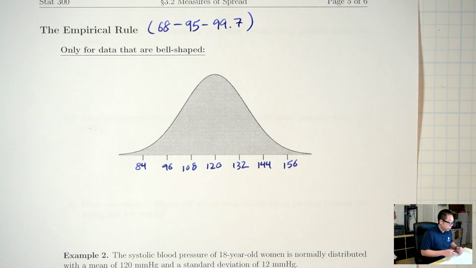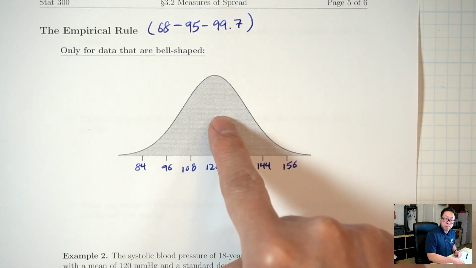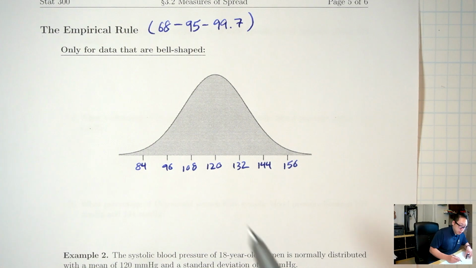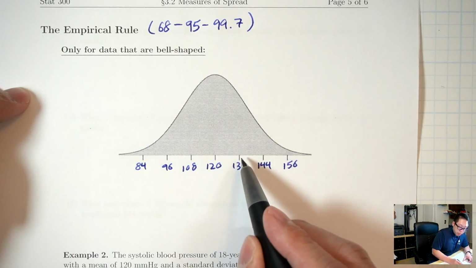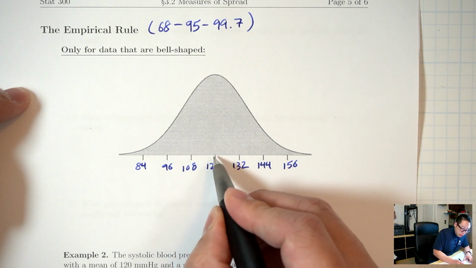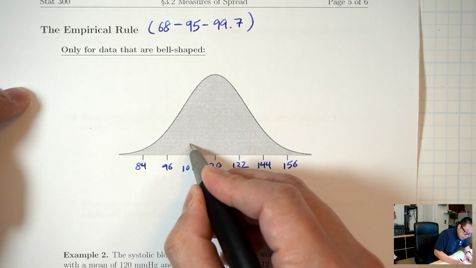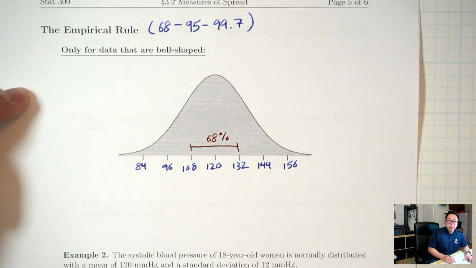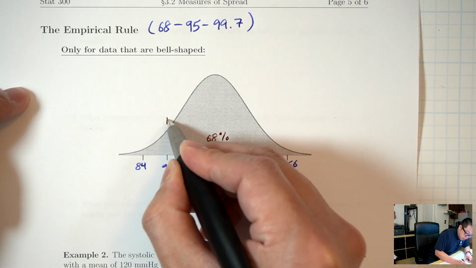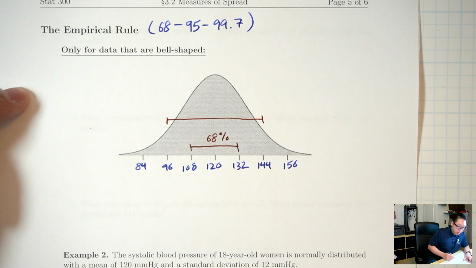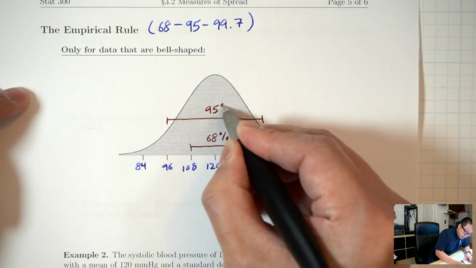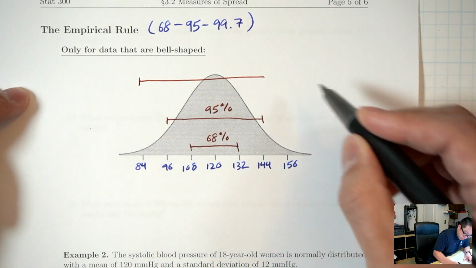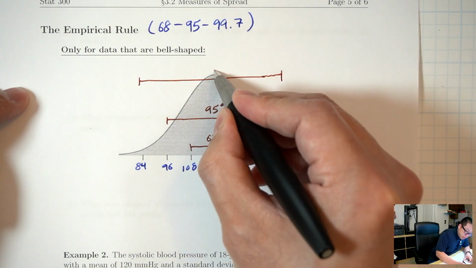And what it says is, for any data that looks like this, if you draw this picture, then 68% of your data is going to be between 1 up and 1 down from the mean. So here's the mean. 1 up, 1 down would be from 108 to 132. And that should be 68% of your data. 2 up, 2 down is 95% of your data. 3 up, 3 down is 99.7% of your data.